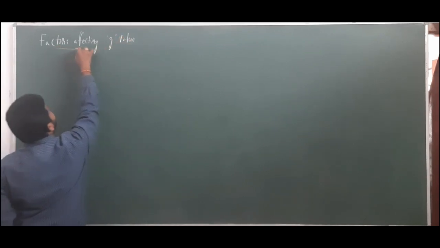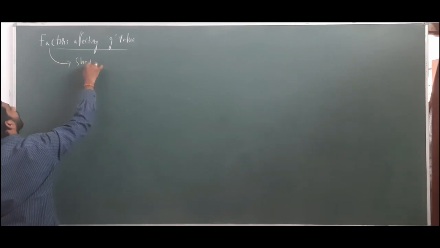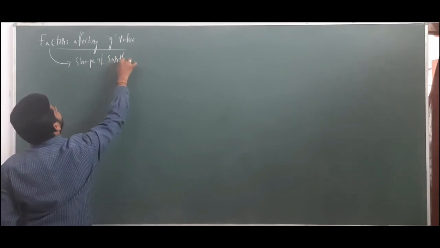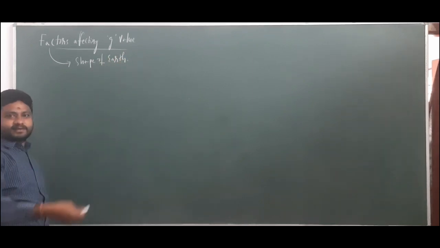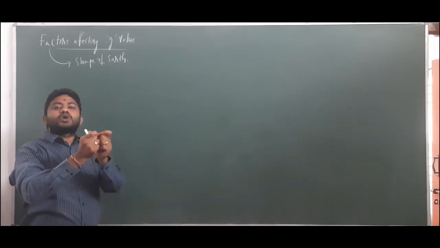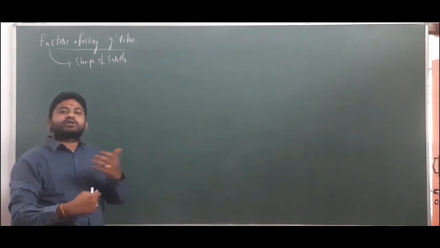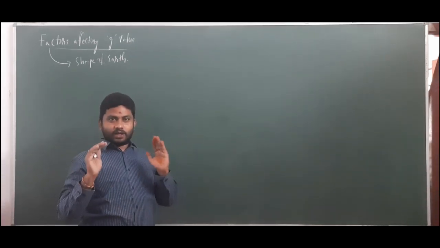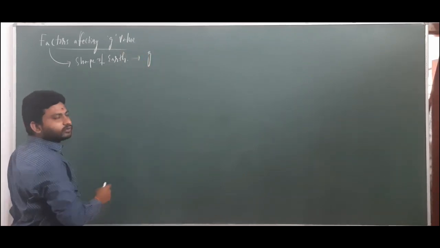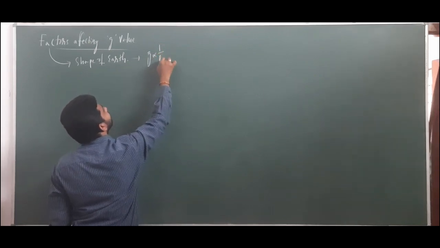The first factor we had discussed is the shape of the earth. I hope you could recollect the concept here: shape of the earth related to the radius of the earth. At the equator, the radius of the earth is more. Because of that, acceleration due to gravity at the equatorial region will be less. So acceleration due to gravity is inversely proportional to radius here.